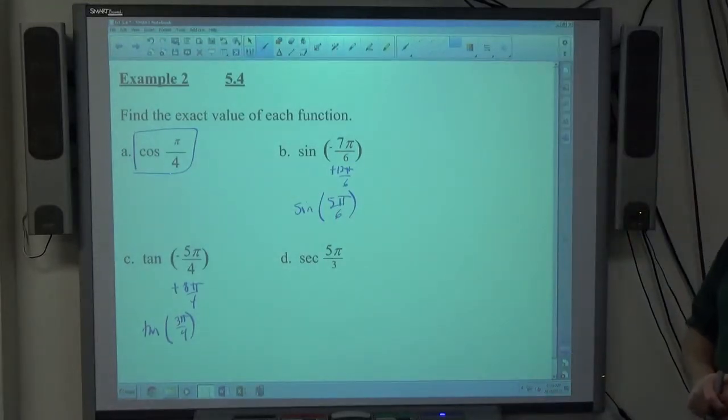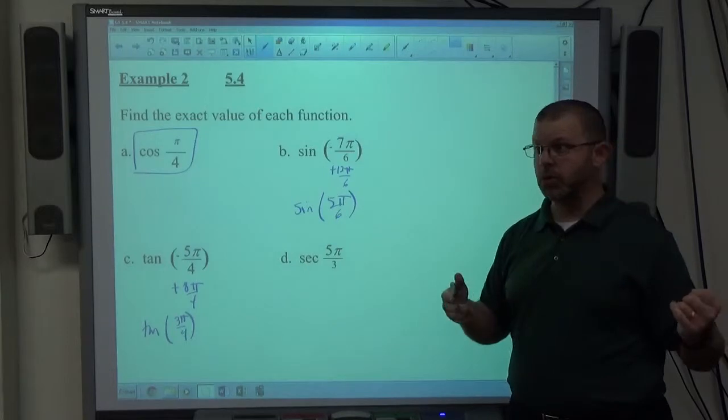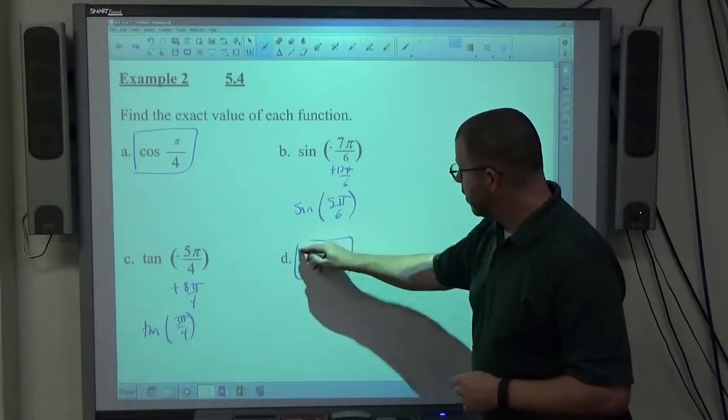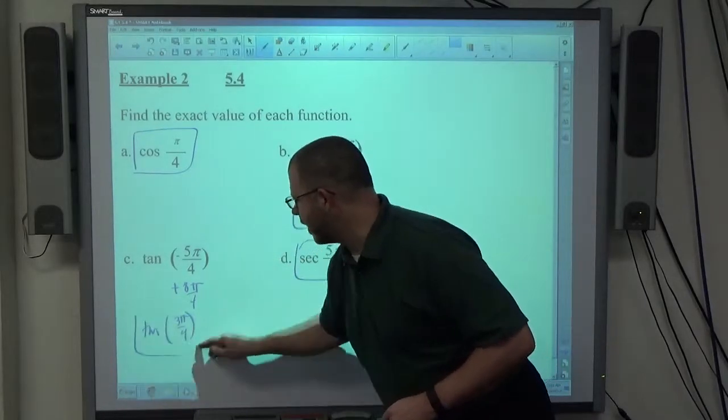And finally, secant of 5 pi over 3. 2 pi is 6 pi over 3, so 5 pi over 3 is between 0 and 2 pi, so that's ready to go. So the 2 in boxes were ready to go to begin with. Now these 2 in boxes are ready to go now.